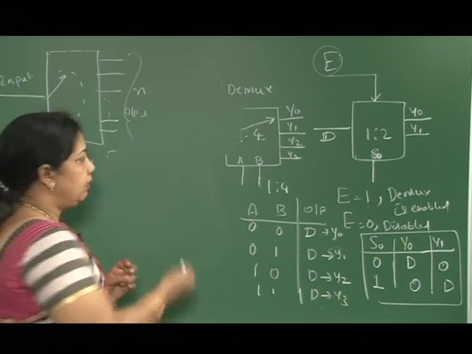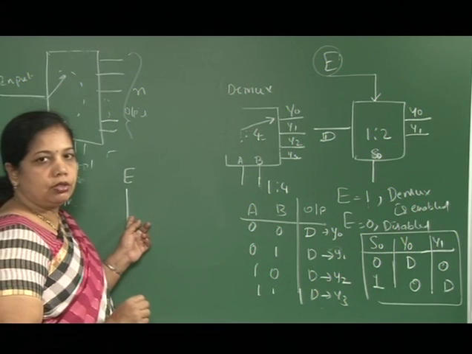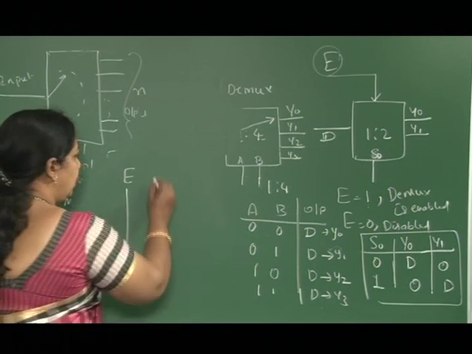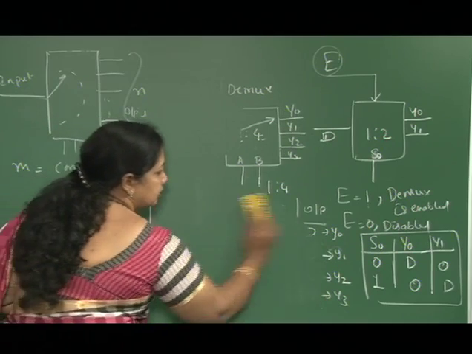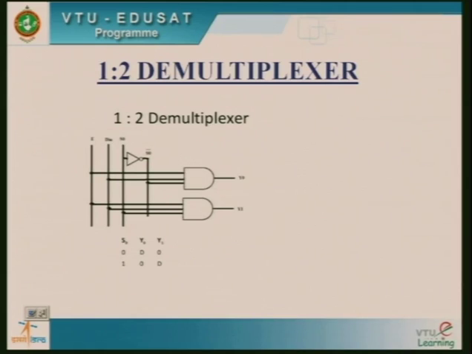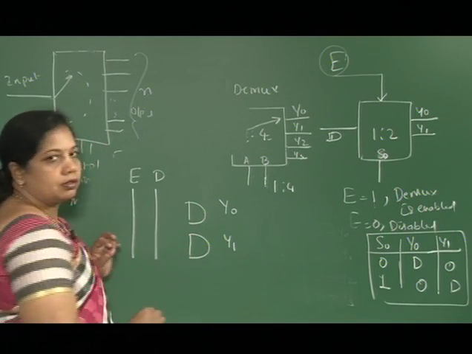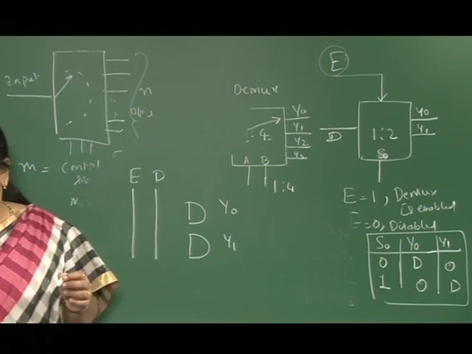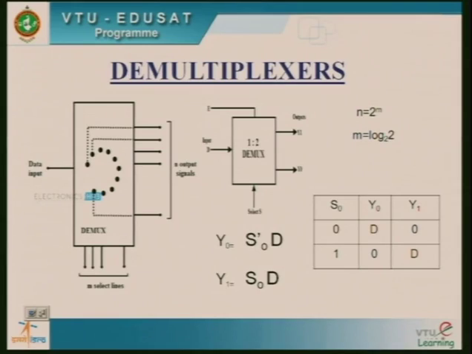Of course, we have an enable pin, which is an input signal to the demultiplexer. We have D input, once again an input to the demultiplexer, and we have Y0 and Y1 at the output side. So we write this. You can just see in the previous slide. So what is the equation for Y0?